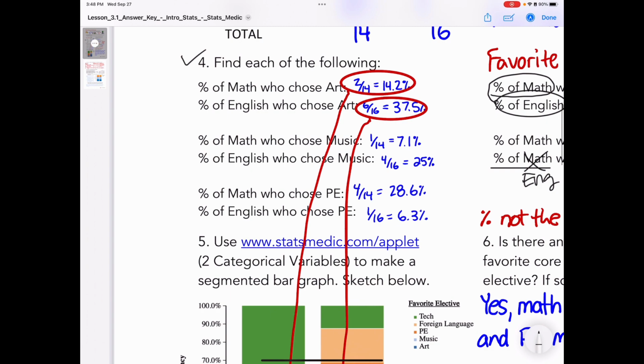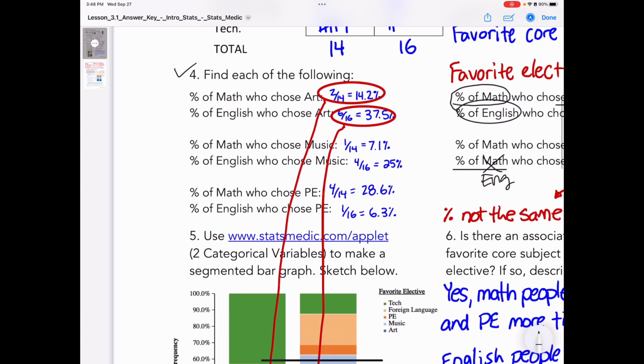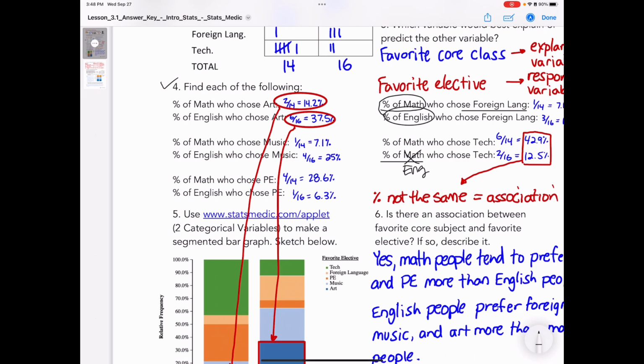Okay, the one thing I want you to make sure that you do is convert them all to a percentage, because the fractions are very difficult to say how they're related. The percentage is a lot easier, because if it matches, it's a lot easier.